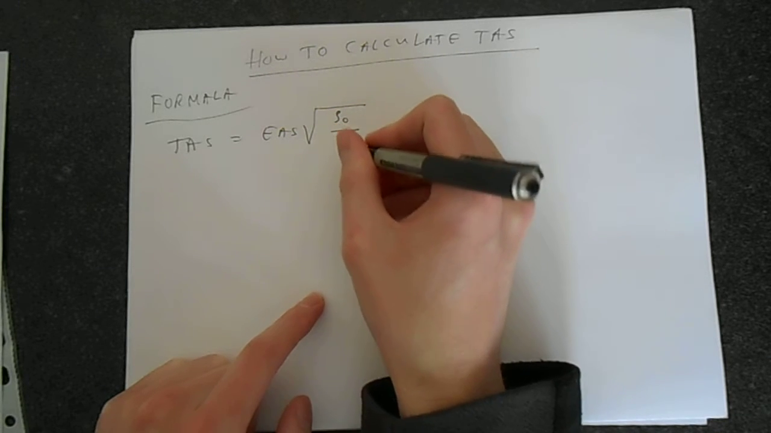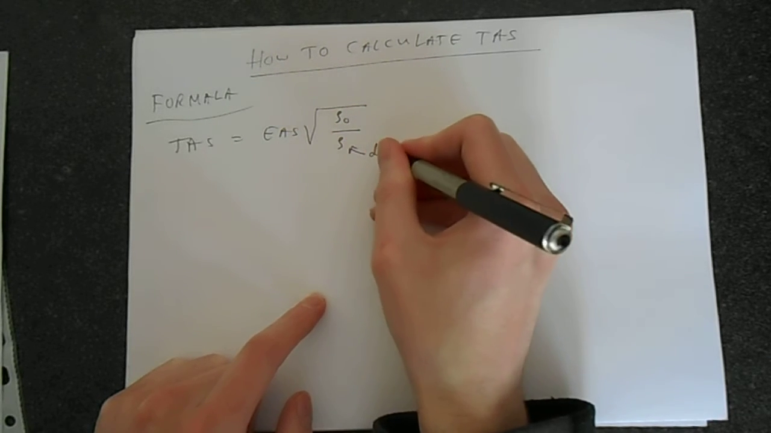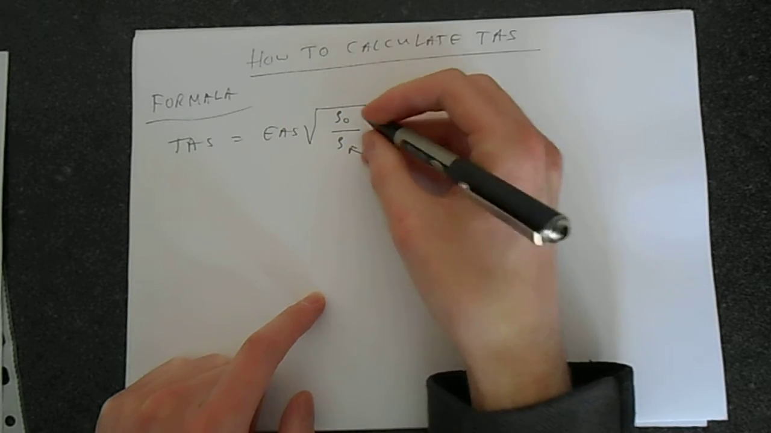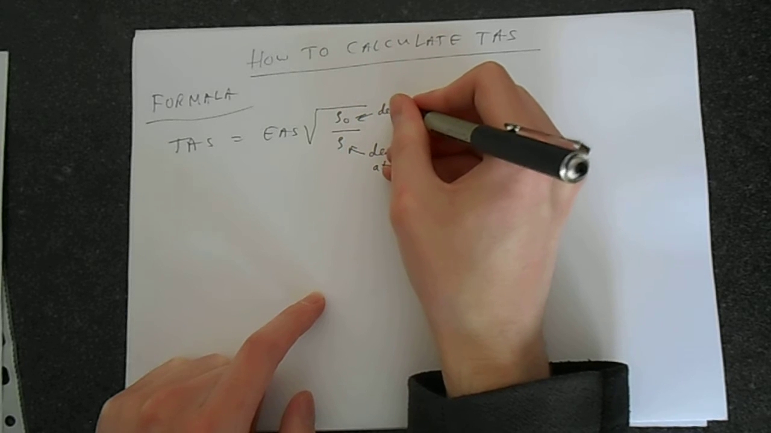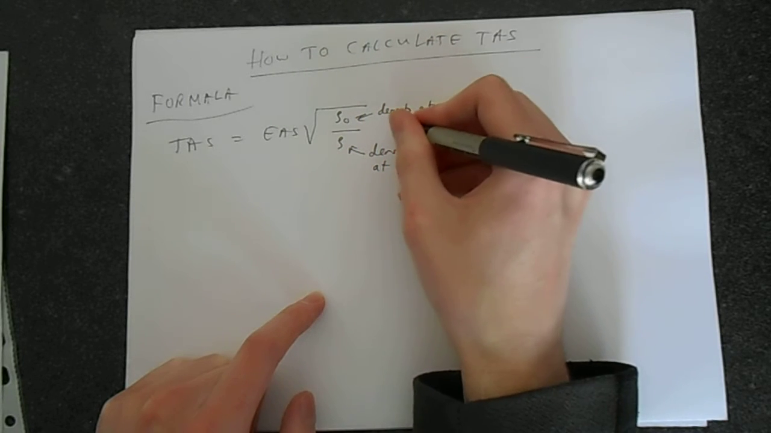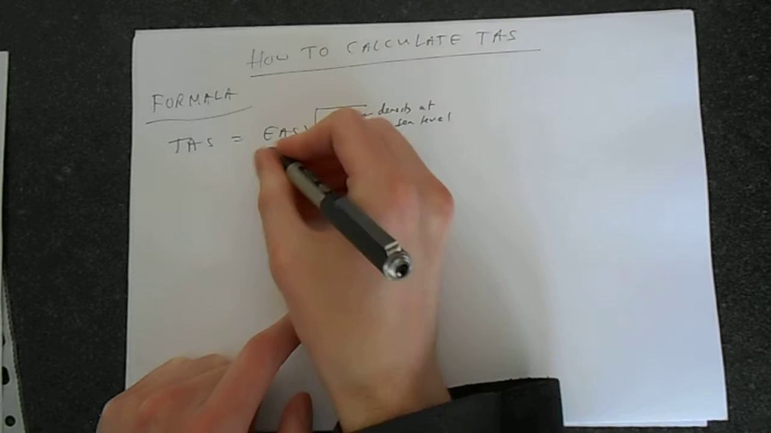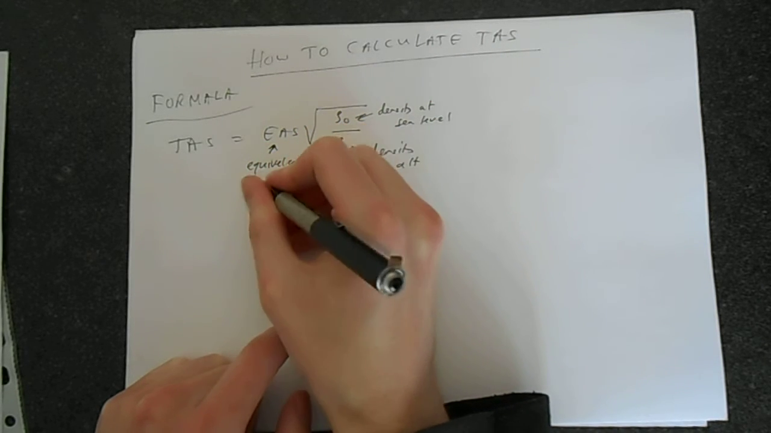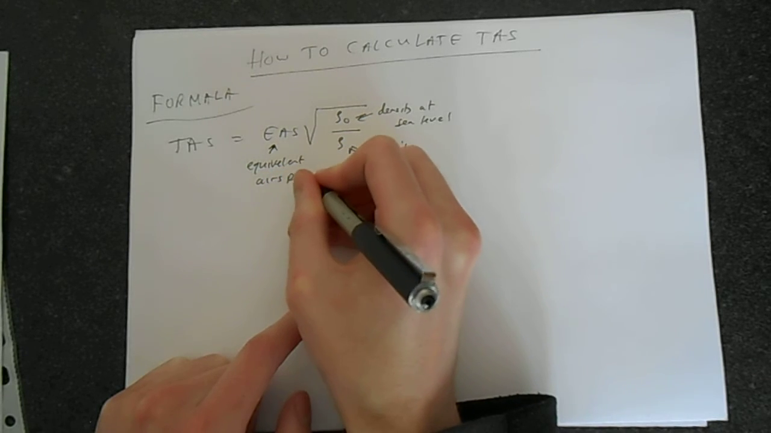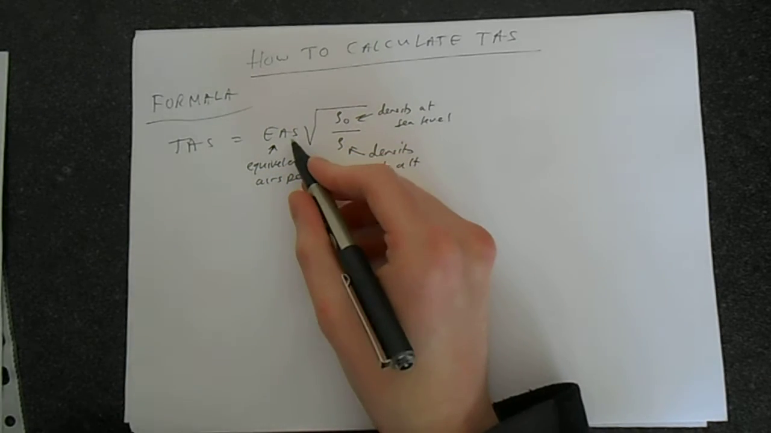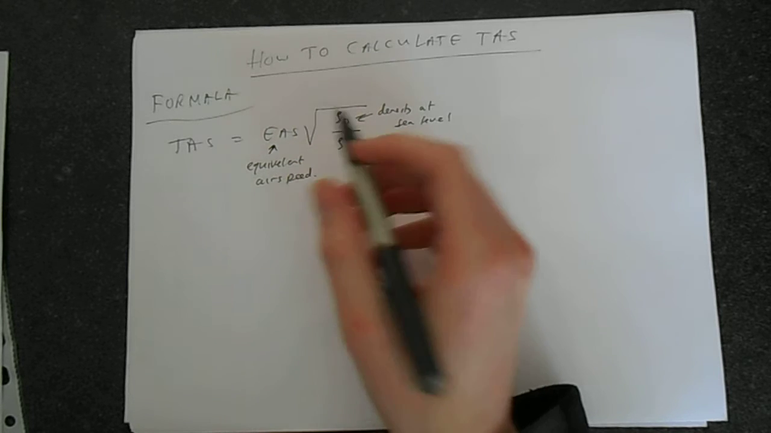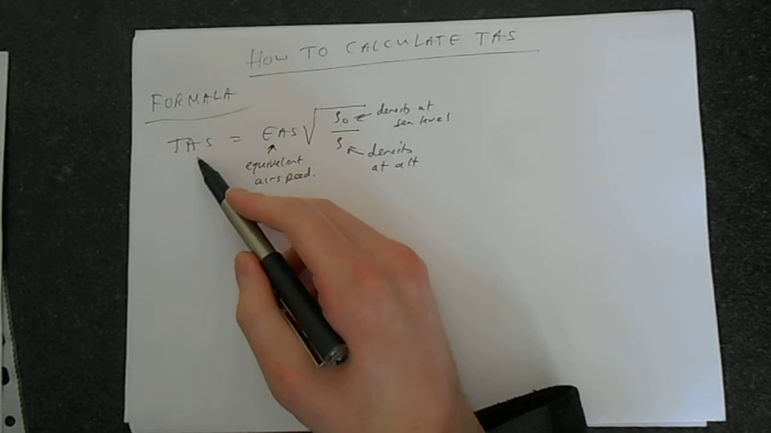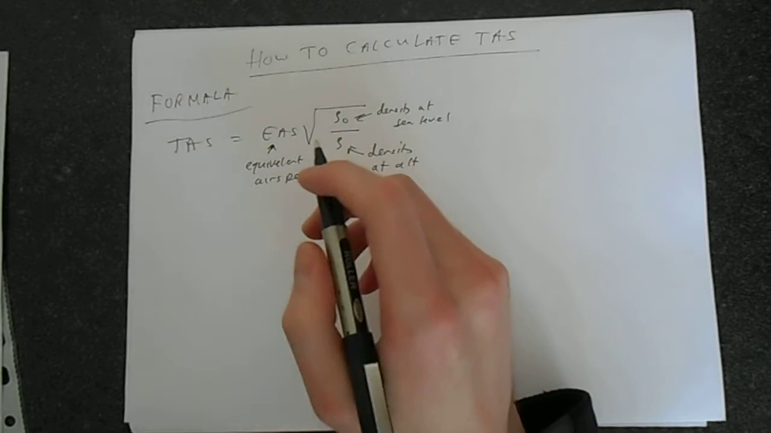over rho. So this is the density at some altitude, and this is density at sea level, and this is the equivalent airspeed. Right, so if you know the equivalent airspeed and you know what altitude you're flying at, you can work out what the true airspeed is from this data.